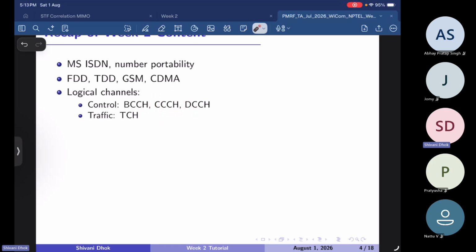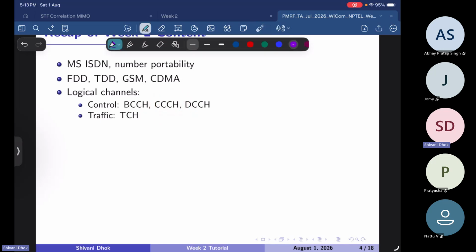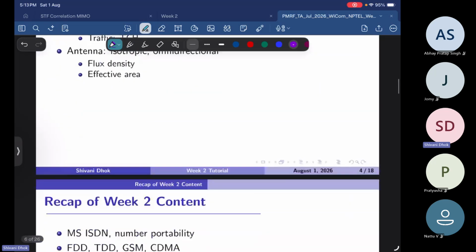And then we have RACH, that is the random access control channel. This is for uplink. When a user wants to connect to the base station, the base station doesn't know that he wants to transmit some data or have a voice call. So the user will start sending information on the random access channel, requesting channel access. That is done over the RACH. And then again we have the TCH, the traffic channel. So this was the basic idea about logical channels.